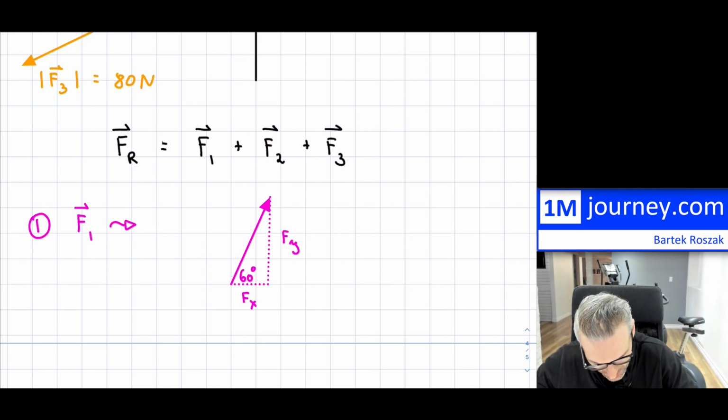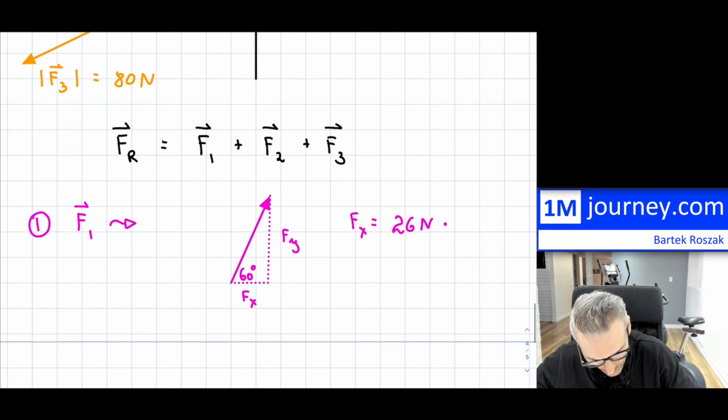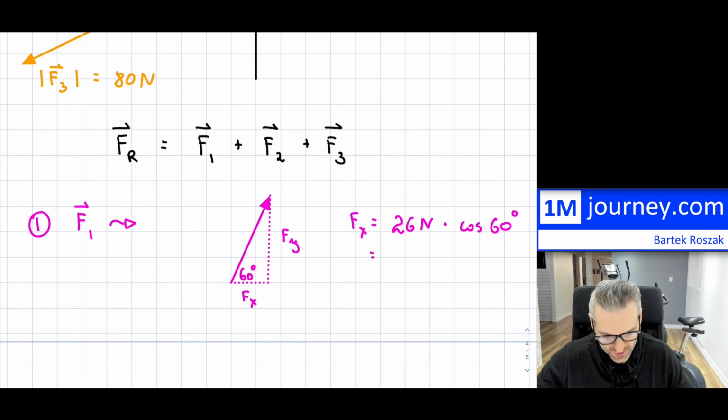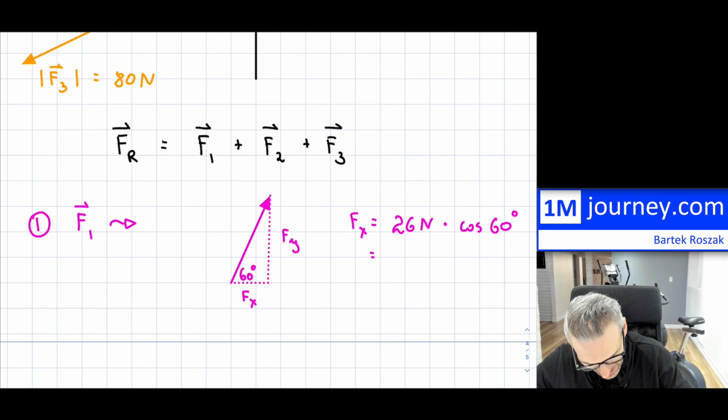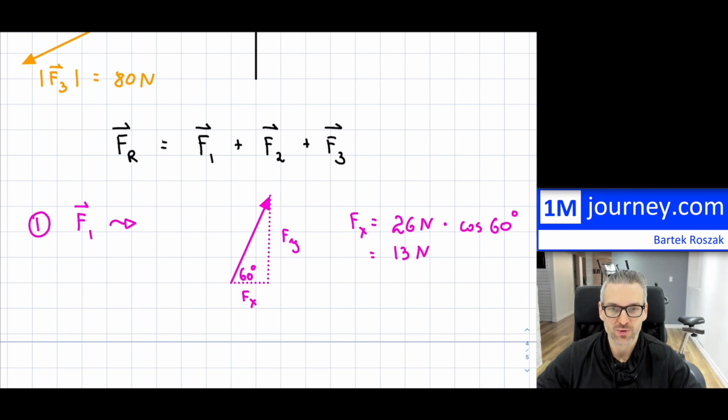So what I'm going to have is my Fx is going to be equal to, and now all I have to know is what is the magnitude. So this is going to be 26 newtons, right? Multiplied by cos of 60 right there, and that is my x component. Now, cos of 60 is actually not bad. So I guess that's a half. So this is going to be half times 26, which is 13 newtons, at least in its magnitude, right? And it is to the right. That's what I would have in here.